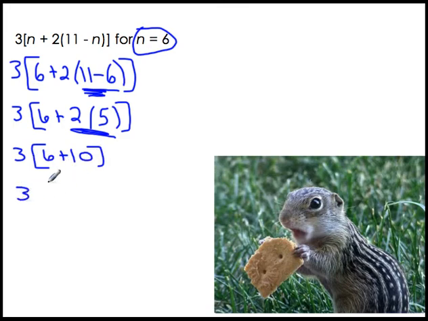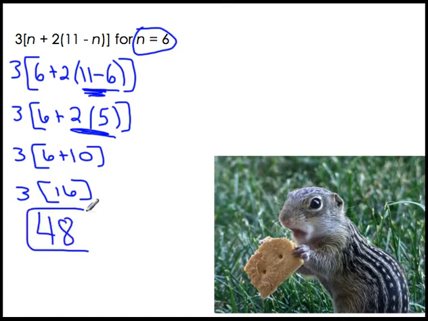So the 3 drops down. 6 plus 10 is 16. All right. Now, what does 3 and then brackets 16 mean? That still means multiplication, okay? Anytime you have, think of these brackets just like normal parentheses. 3 times 16 is going to be 48. And that will be our answer when we plug 6 in for those ends.